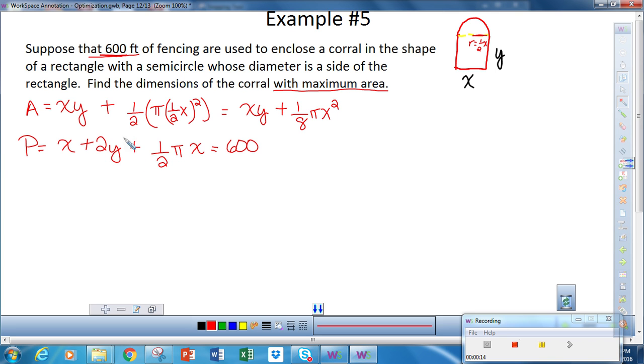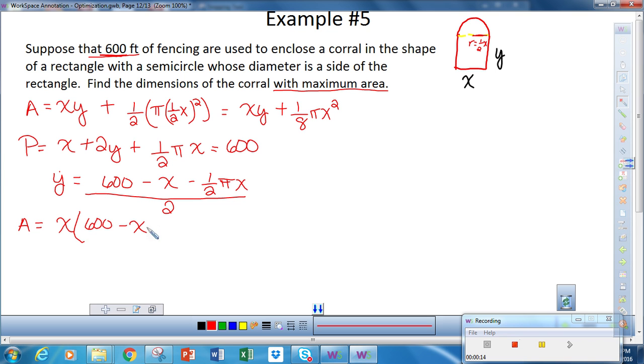So now we have to eliminate one of the variables. And I think I chose to eliminate y. So I'm going to solve for y in this equation. And I get y is equal to 600 minus x minus 1/2 pi x all over 2. I told you I saved the best for last. So now the area formula is going to be x times y. So x times 600 minus x minus 1/2 pi x.